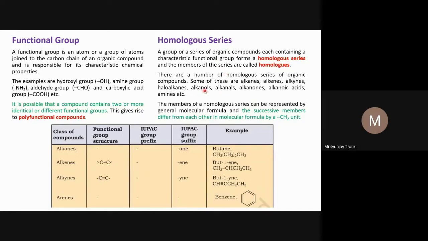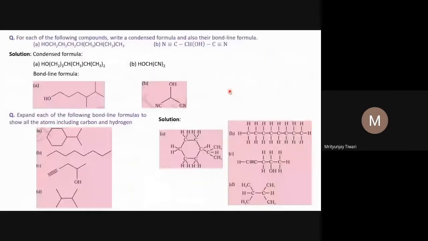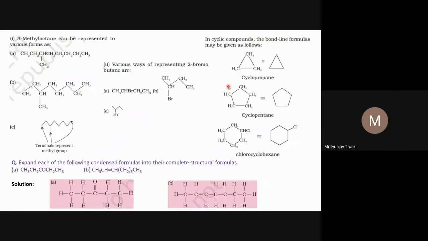Then alkanols are what? Alcohols. Then alkanals are what? Aldehydes. The example we have seen here is an alkanol. Actually, it is an alkene, so one can say alkenol. So it's a kind of alkanol. Then this is a haloalkane, the chlorocyclohexane, because this is hexane with 6 carbons, and cyclohexane is a cyclic compound, and it has a chlorine, so chlorocyclohexane.